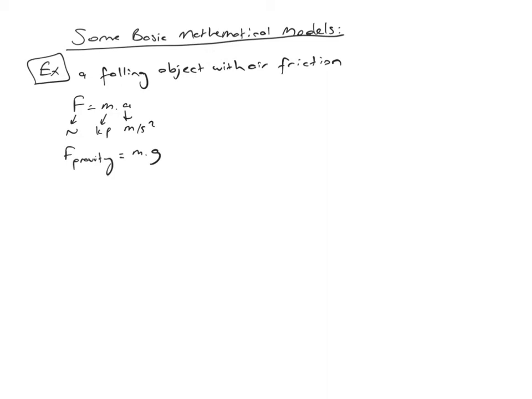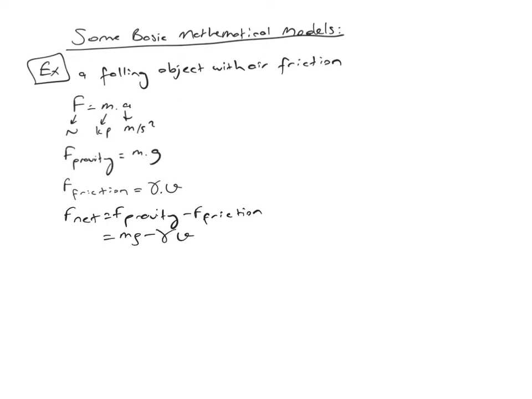This formula is valid when there is no air friction. But in our example, air friction exists. And let's assume that air friction is proportional to speed. So, F friction is equal to some constant, let's call it gamma, times V. So, net force is equal to F gravity minus F friction. F gravity is equal to M times G, and F friction is equal to gamma times V.